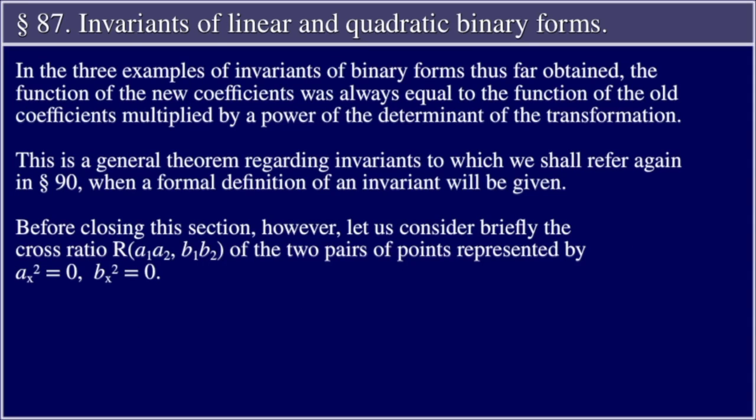In the three examples of the invariants of binary forms thus far obtained, the function of the new coefficients was always equal to the function of the old coefficients multiplied by a power of the determinant of the transformation. This is a general theorem regarding invariants to which we shall refer again in section 90, when a formal definition of an invariant will be given. Before closing this section, however, let us consider briefly the cross ratio R of a sub 1, a sub 2, comma, b sub 1, b sub 2 of the two pairs of points represented by a sub x squared equals 0, b sub x squared equals 0.